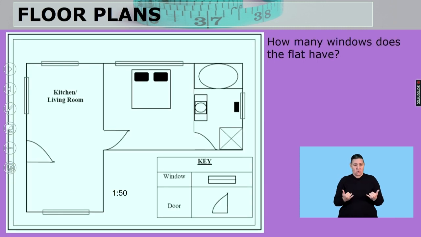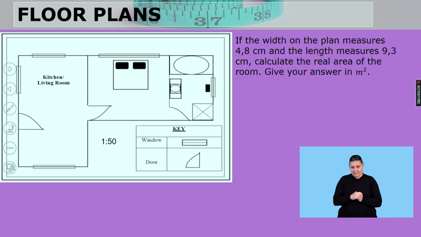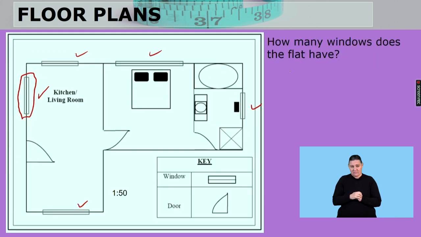Now, if I look at this typical plan, the question is, how many windows does the flat have? If you remember before, the symbol for window is kind of this thing. And I've got to count how many there are. So there's 1, 2, 3, 4, 5 of them. 5 windows.